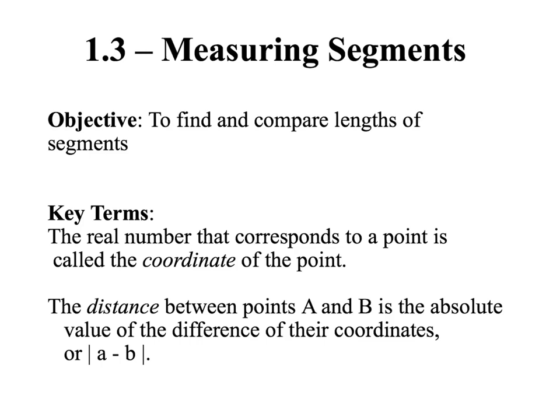So when we're talking about a coordinate, it's a real number that corresponds to a point. You typically have seen coordinates on a number line. All the numbers on a number line would be coordinates. And the distance between two coordinates would be using this formula.